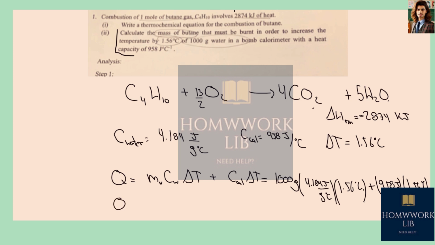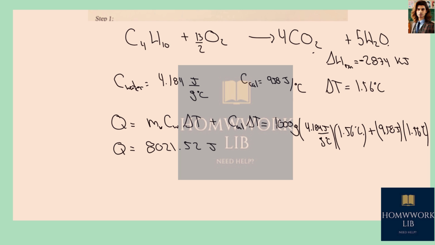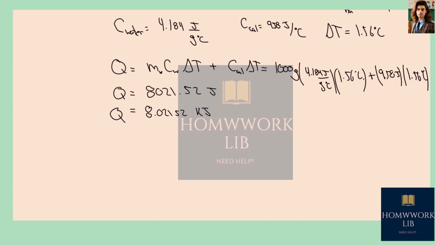So the amount of heat required is going to be equal to 8,021.52 joules of energy required, which is the same as 8.02152 kilojoules. So now the only thing that we need to do is to know the mass of butane that we are going to require.